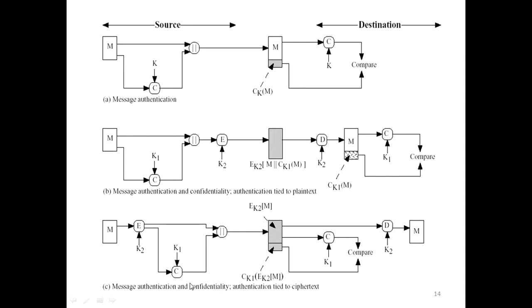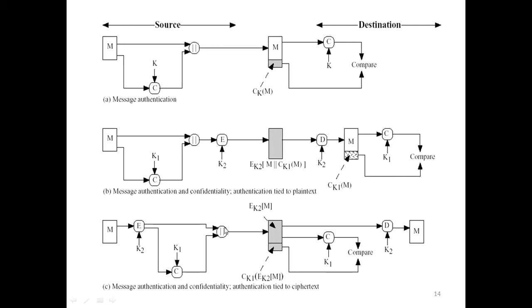This is about MAC tied to the ciphertext. There is a message. First, encrypt the message using K2. Now, here the MAC code is concatenated with the ciphertext. In the second case, the MAC code is concatenated with the plain text, but here, first you do the encryption using K2. So, after encryption, what is the output?